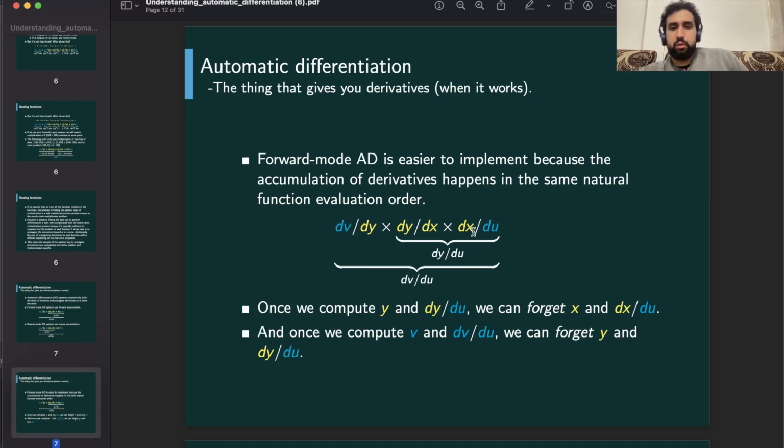And the key here is that once we actually evaluate x and dx du, we can go ahead and forget about u. Right? We don't need u anymore. And then once we compute y and dy du, we can go ahead and forget about x and dx du. We don't need any of this previous information anymore. So at any one point, we just need the output of everything that happened so far, and also the accumulated derivative or Jacobian, right? But we don't really need to store any of the history or the values that we used before, like u, dx, du. All of that can be forgotten, and that basically makes it really easy to implement, because everything just follows the natural order of execution of the functions.